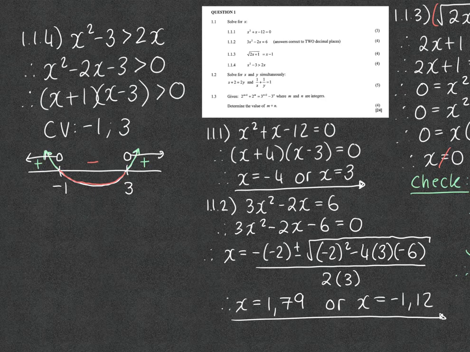So we are going to take the region there. So how do we write that as an inequality? If you are using set builder notation, we would say x must be less than -1 or x must be greater than 3.